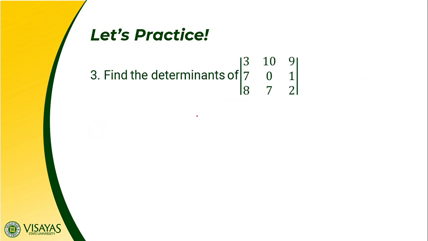Number 3. For number 3, we are asked to find the determinant of this matrix containing elements 3, 10, 9, 7, 0, 1, 8, 7, and 2. So we have letter A 90, letter B 180, letter C 270, and letter D 360. So again, just pause this video and try to find the answer for the determinant.